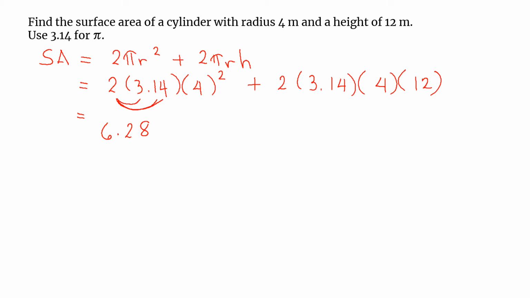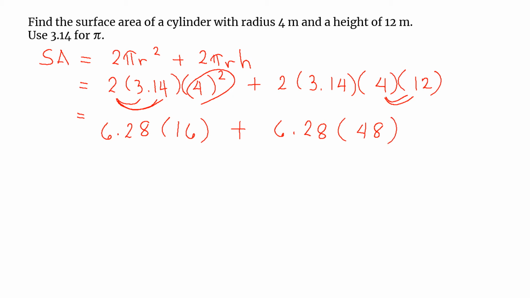And then sabi natin kanina, evaluate 4 squared. That 4 squared means what? 4 times 4, and that is 16. So it is now 6.28 times 16. Plus, another 2 times 3.14 a while ago, sabi natin that is equivalent to 6.28. Okay? Times the product of these two, 4 and 12. So 4 times 2 is 8, while 4 times 1 is 4. So 4 times 12, therefore, is 48.